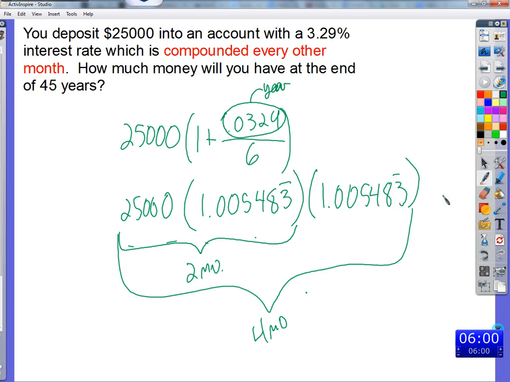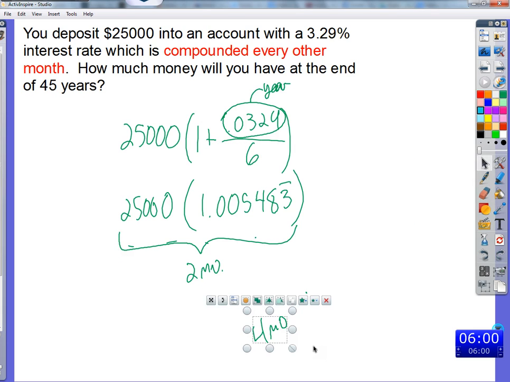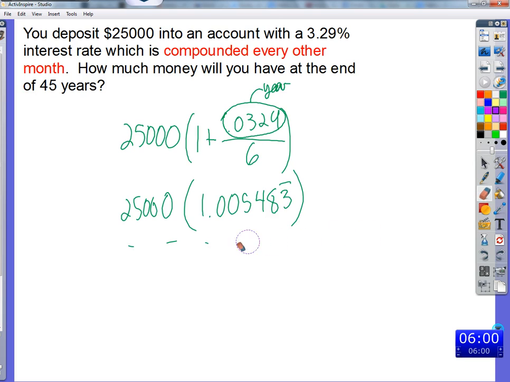And how many times in 1 year? For 1 year, how many times will we have multiplied by this? Six times. Let's clean this up. This is much easier. Let's use exponential notation to say I'm going to multiply that 6 times. I'm going to get 0.5%. 0.005 is 0.5% if you move that decimal over 2 places. Keep getting that 0.5% every 2 months, and at the end I'll have gotten 3.29%, but in little pieces. Each piece is 1/6 of 3.29%.